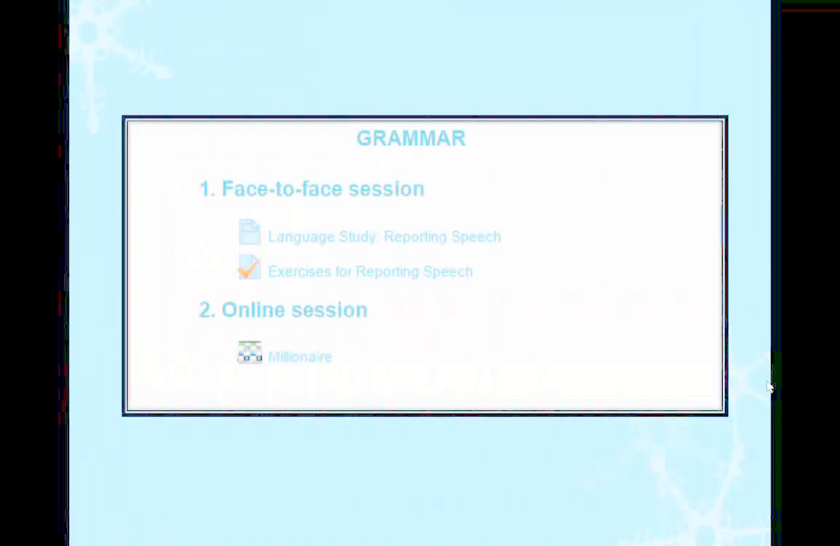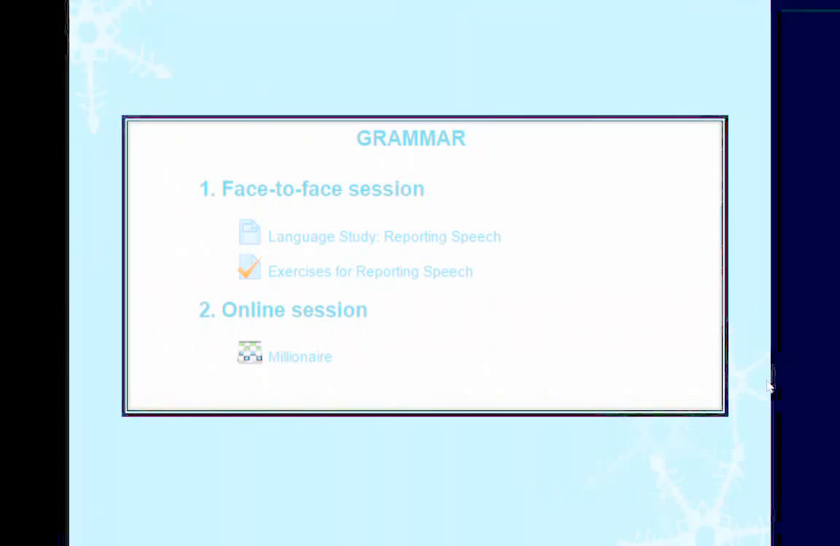This is also the final part of week 1, the grammar section. In this grammar section, we are going to learn about reported speech and also have a chance of doing exercises and playing a very interesting game at home for understanding more the function and the usage of these grammar points. And that's the end of week 1. We move to week 2.